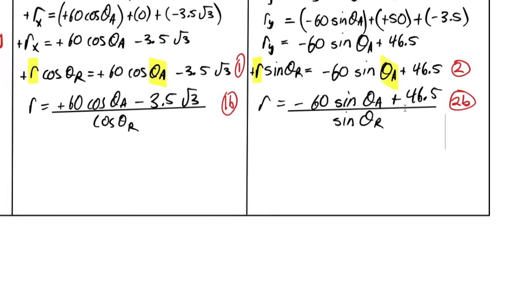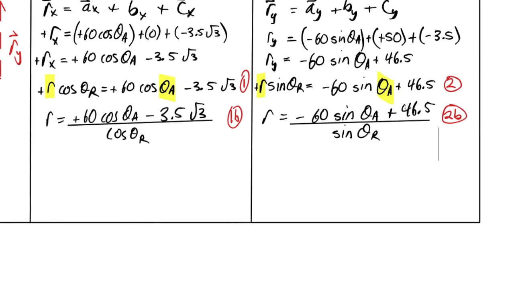All right, now we're going to do the good old process of elimination. I'm going to set these two equations equal to each other, and that way we can get rid of the R. So let's get up here where we have a little bit more real estate. We're going to set 1b equal to 2b.